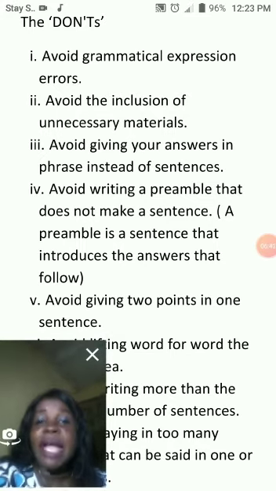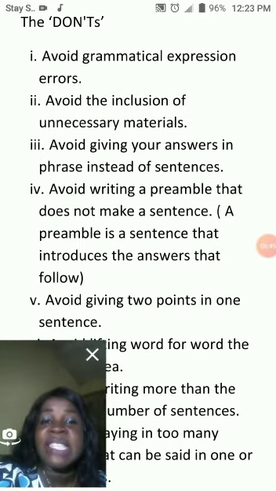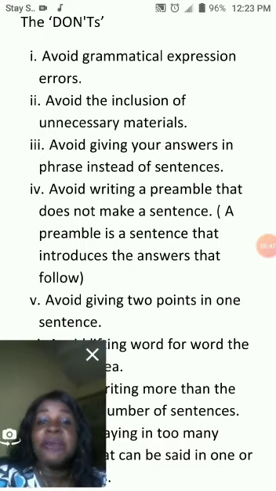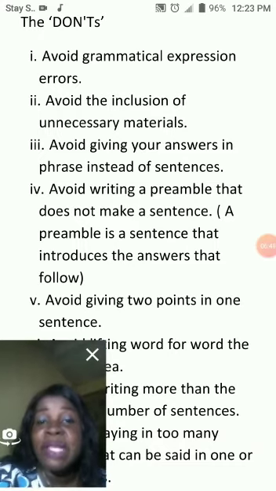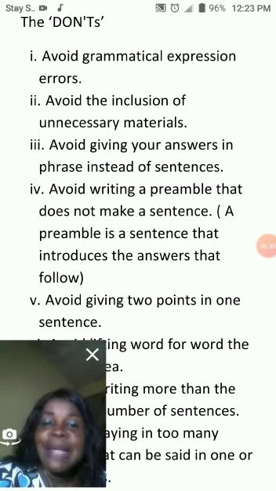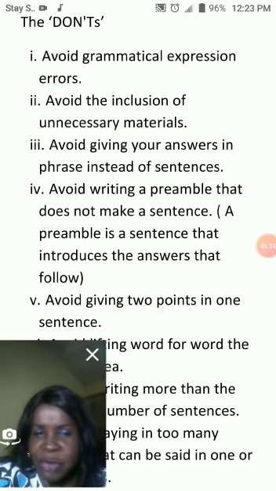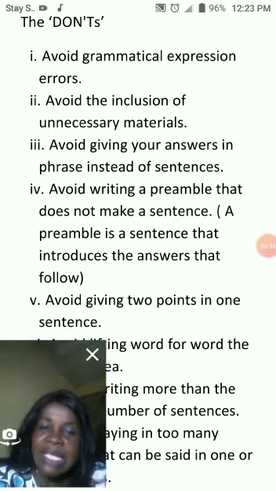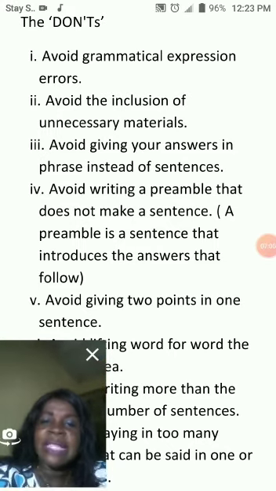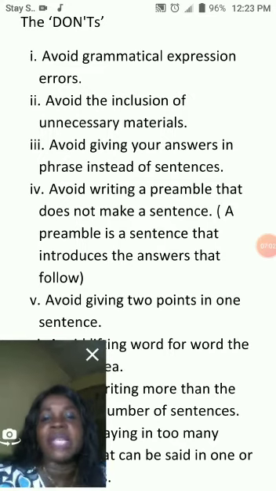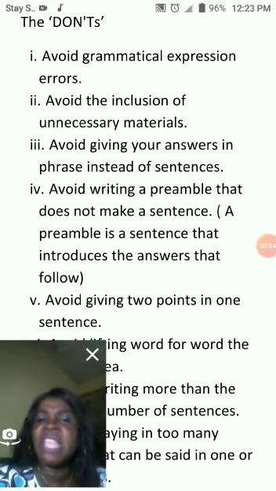Then number 3, avoid giving your answers in phrase instead of sentences. When you use a phrase to answer your summary question, you have failed. Always use sentences. How do you know that you have used a sentence? A sentence is constructed with a subject and a verb. That is subject, verb, SV. There is another one that is subject, verb, and object. That is SVO. You can choose any of them. Make sure there is a subject and a verb in your answer. But a phrase does not have a verb. That's the difference. So always follow the rule.